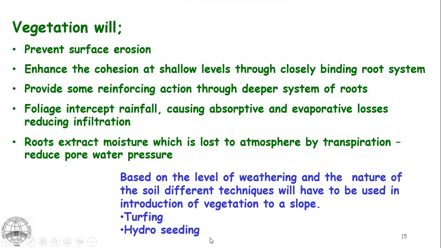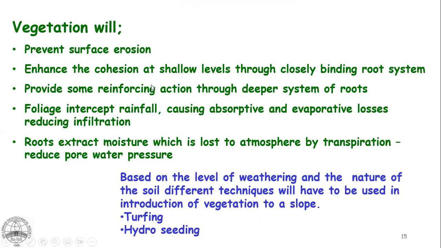Talking about vegetation, how do we introduce vegetation? The advantages of vegetation: vegetation will clearly prevent surface erosion, and it enhances the cohesion at shallow levels, up to maybe even a meter, by closely binding with its root system. There are many studies done on enhanced cohesion at shallow levels.